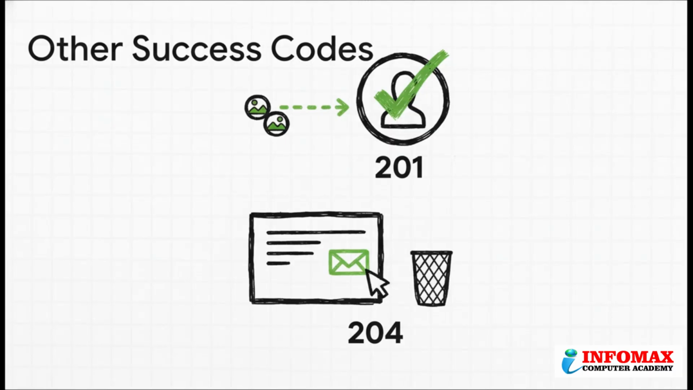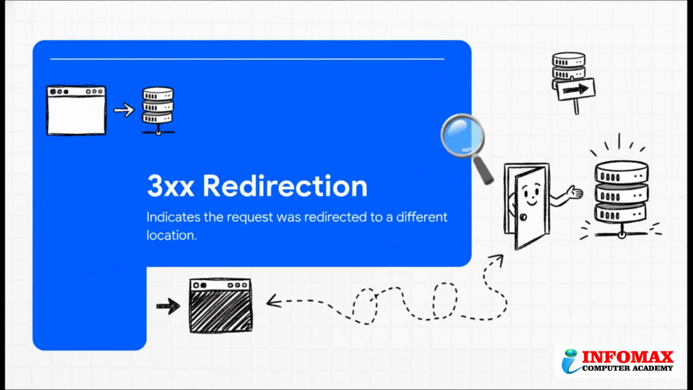But it's not just the 200. There are others too. A 201 created might pop up when you successfully upload a new profile picture. Or a 204 no content could happen when you delete an email. The action worked, but there's nothing new to show you. It's all good news.